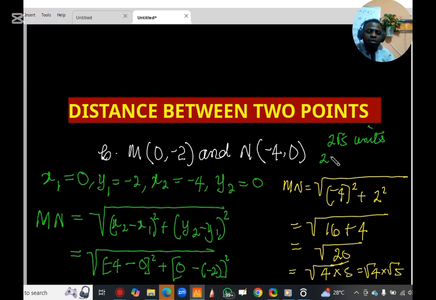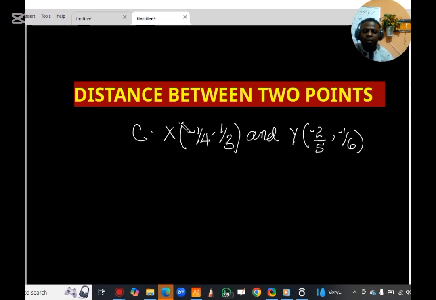Or we can write this as 2 times root 5. Root 5 is 2.236. So times 2, it becomes equal to 4.472 units in 2 dp.